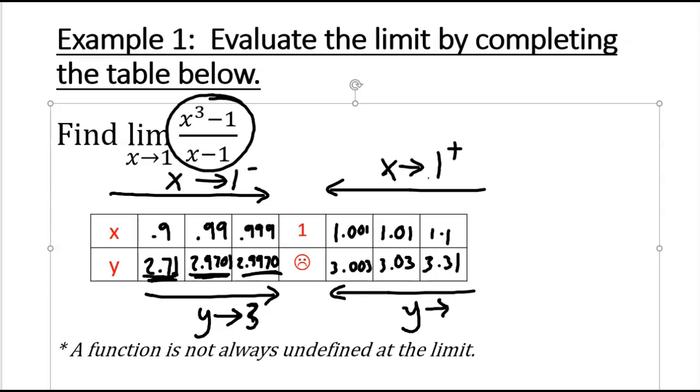Well, let's see. It starts over here. We start from the right, and then we work our way towards the center there, right? So 3.31, 3.03, and 3.003. It looks like it's also getting closer and closer to 3. Okay? So here's how we'll write our answer. Okay?